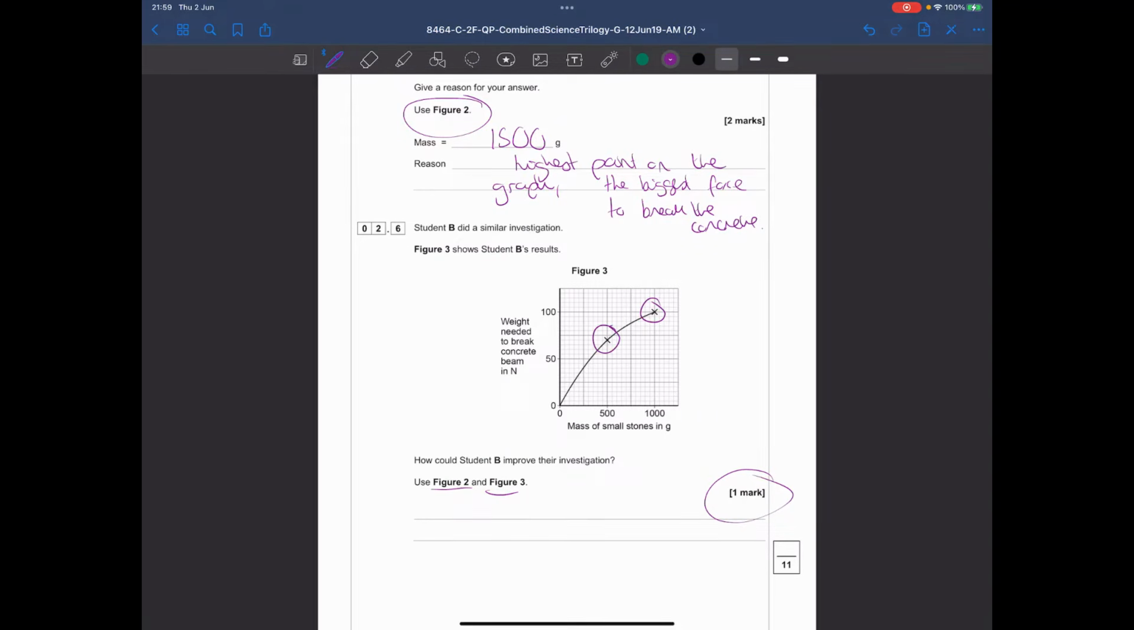He hasn't done many different masses or different amounts of stones. So what he needs to use is a greater range of values for the independent variable. Okay, or you could just simply say take more measurements. But the key thing is he should do more numbers to give him a better pattern. You can't get a pattern just from 2 results.